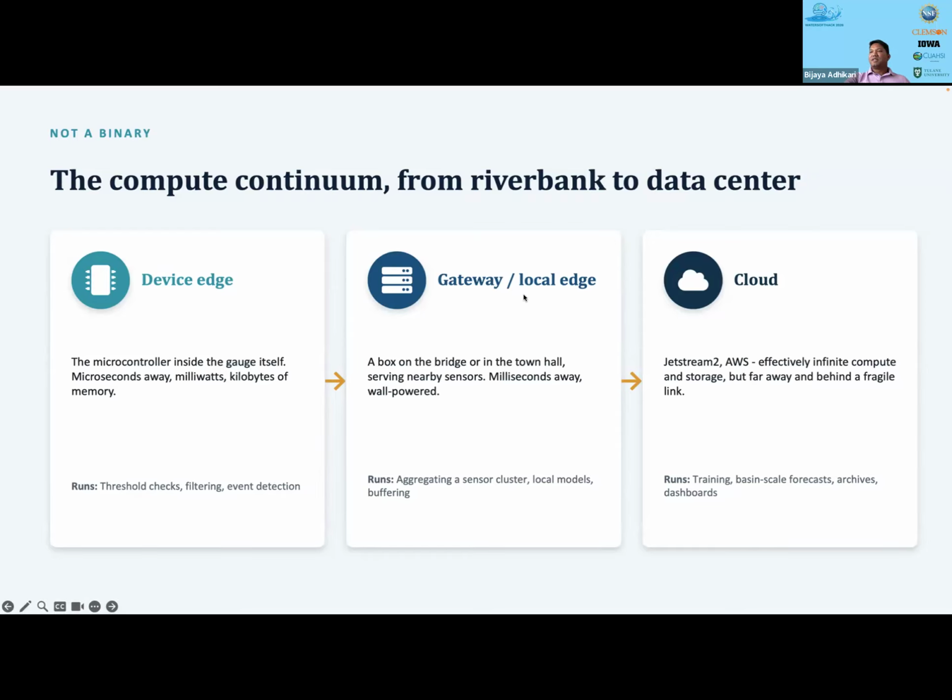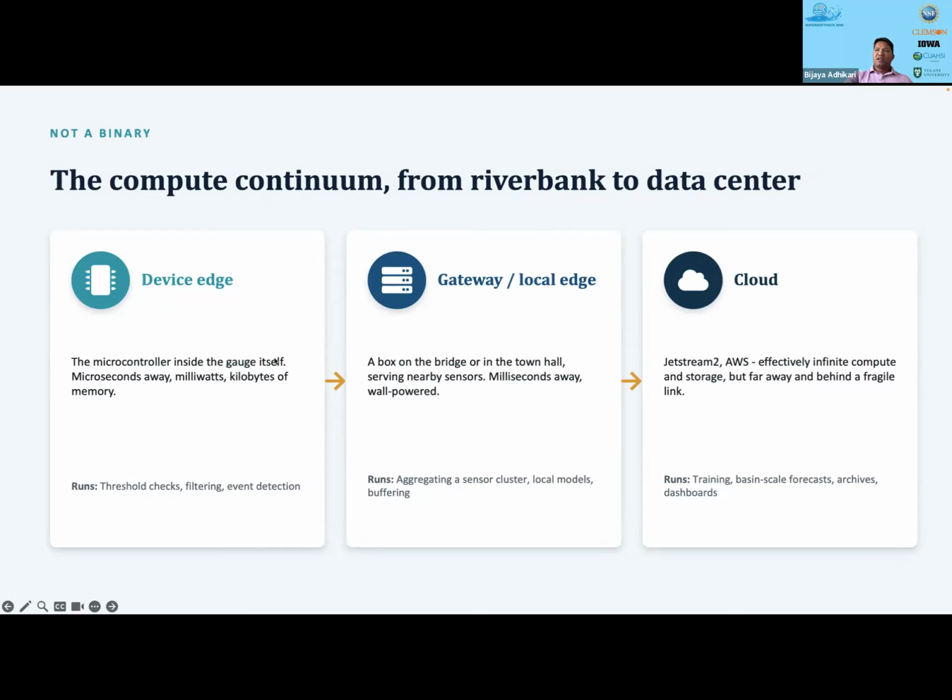And then the data collected here can move to the cloud. The cloud is a centralized system that aggregates all the data from the devices and has a lot of compute resources. Examples are the Jetstream 2 application that we built yesterday, and the AWS systems that are out there. Here, basically, we have effectively infinite compute and storage.